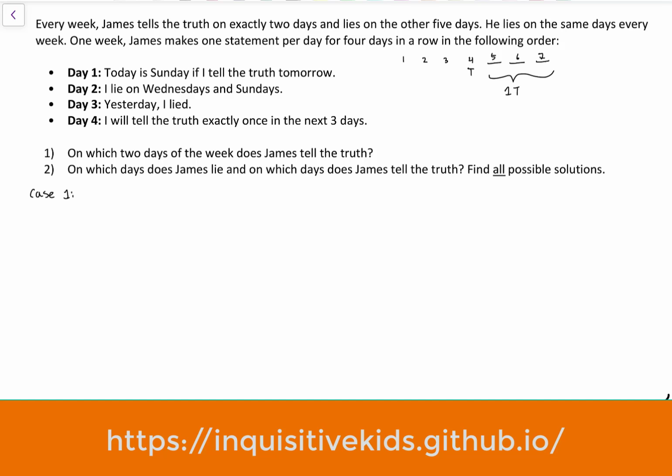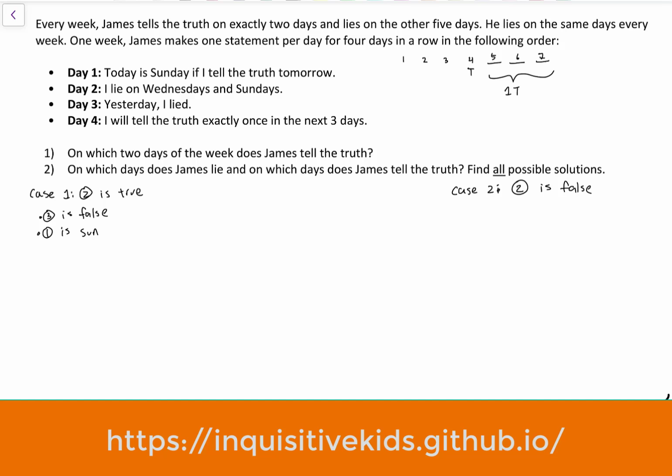The first case is that statement 2 is true, and case 2 is that statement 2 is false. If statement 2 is true, then the first thing we know is that statement 3 is false. Additionally, what can we say about statement 1? Well, then statement 1 is Sunday. However, statement 2 itself says that Wednesdays and Sundays are lies, which means day 1 is a lie.